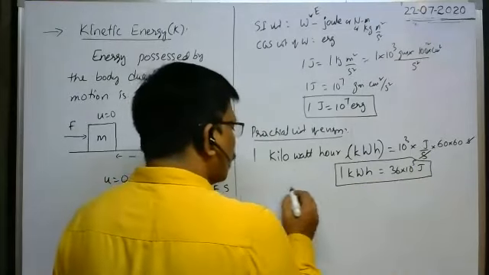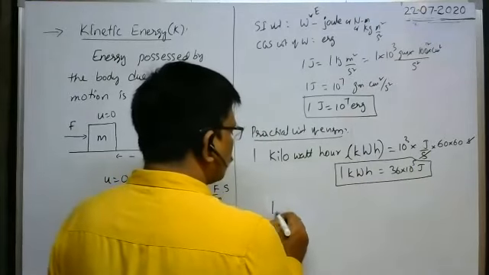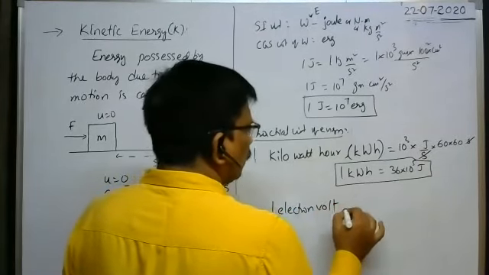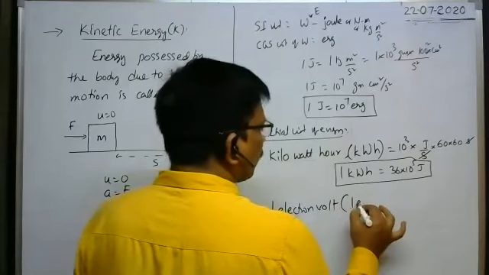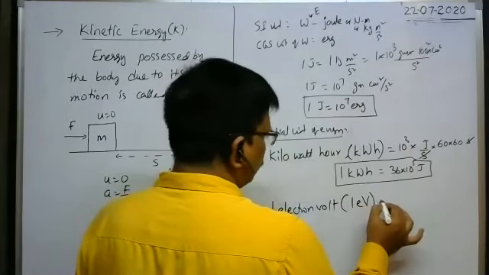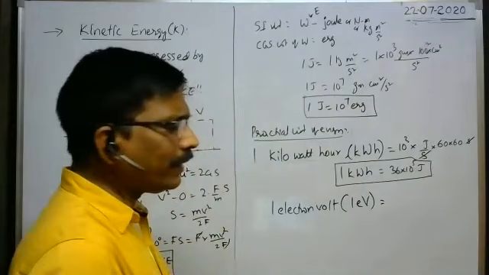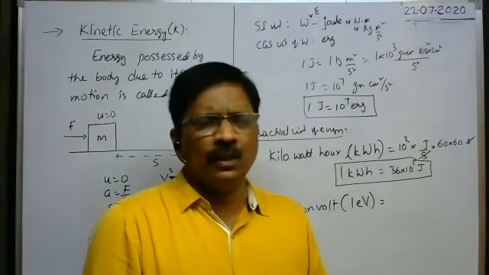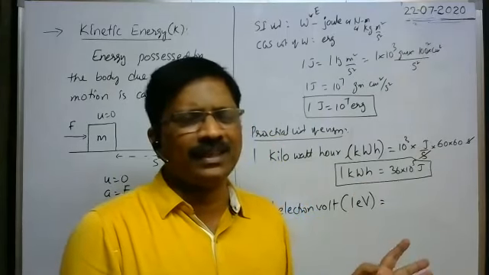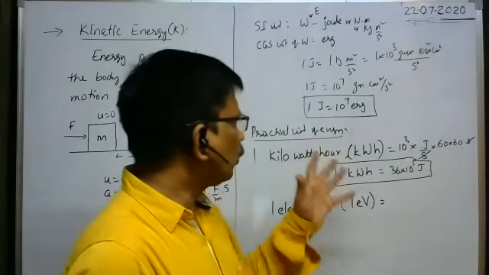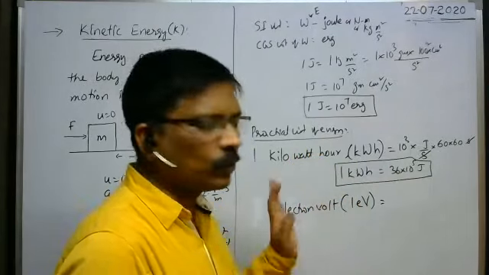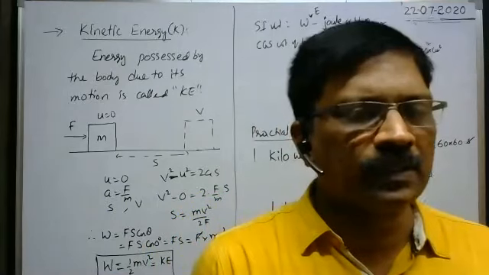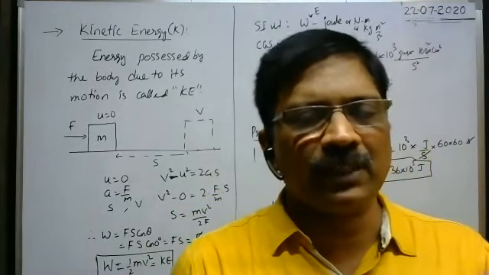Next, one more practical unit is also there, electron volt. We represent this electron volt with small e and capital V. 1 electron volt means it is the lowest unit of energy. There are different units for energy, and among them the lowest unit of energy is electron volt. How we can remember: 1 electron volt is equal to whatever the charge of the electron.